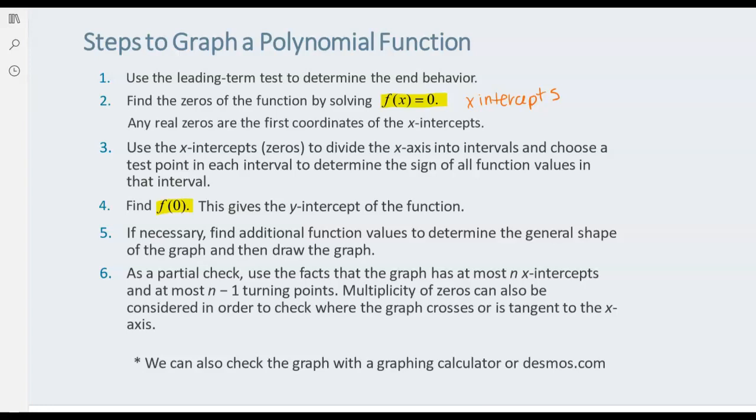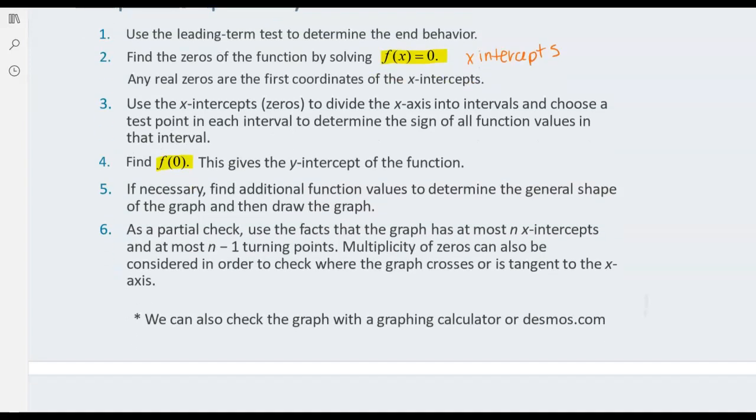And then, again, if we were doing this by hand, we might want to put a couple additional points on the graph just to get a smooth graph. Depending on what we have, we want to make sure that we have enough to get a graph that makes sense.